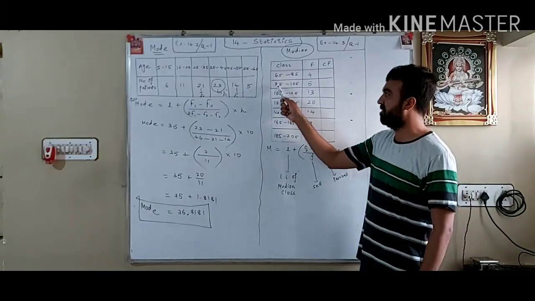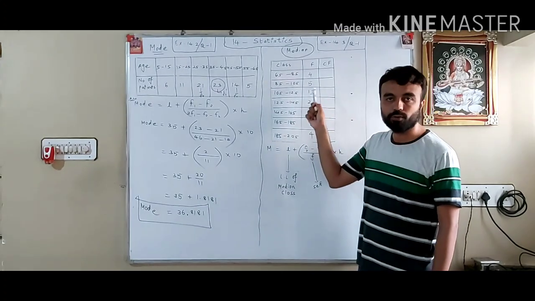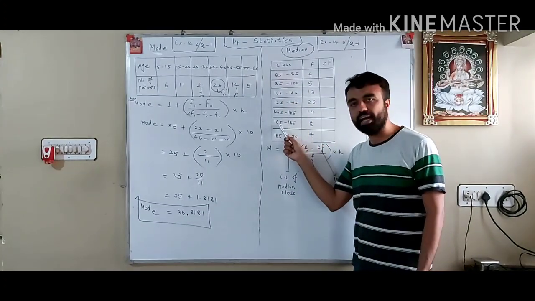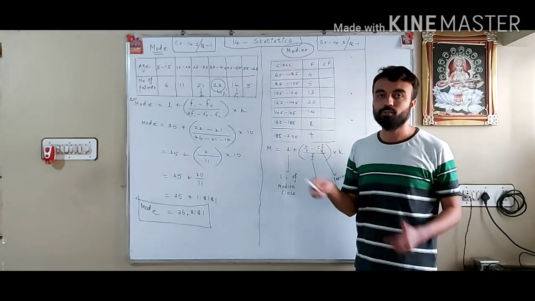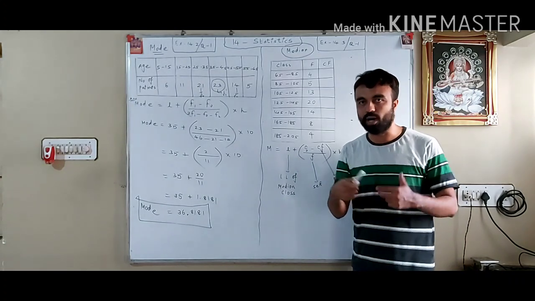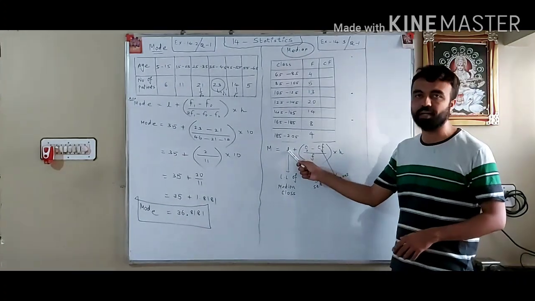Once you find the median class, suppose you find that the median class is this one. So the lower limit will be which one? 85. If you find the median class is this, then L will be 165. So everything depends on this median class. So I'll tell you how to find the median class. So L is the lower limit.